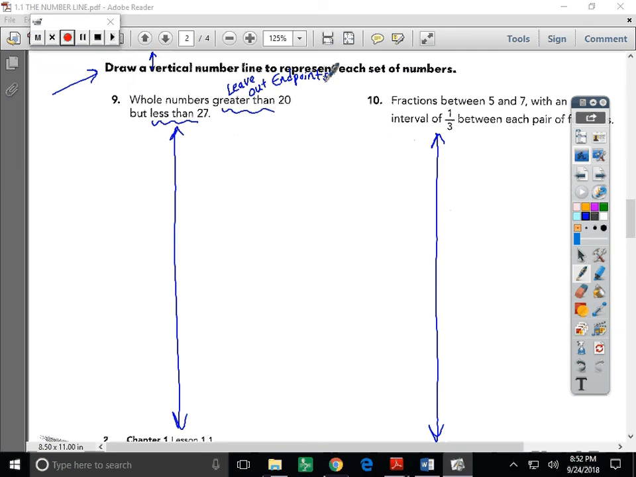So let's talk. What's the minimum? The minimum would be 20. It's smaller than 27, which is the maximum. So where do the smaller numbers go, or the lesser numbers on a vertical number line? You would say lower is lesser. So down low, I'm going to have this 20. I'm going to count all the way up this number line until I hit 27, the maximum. So let's try that now.